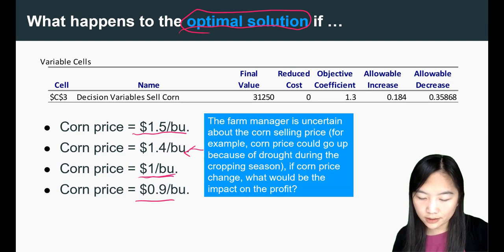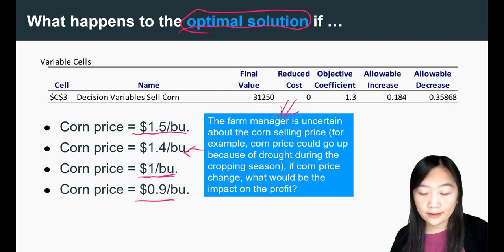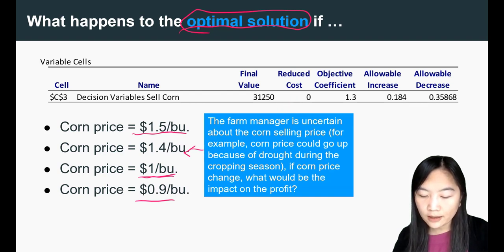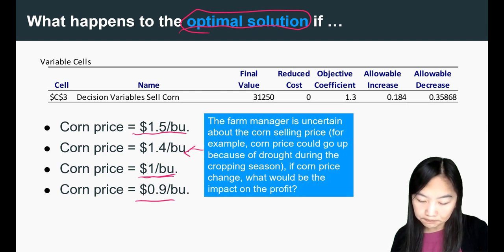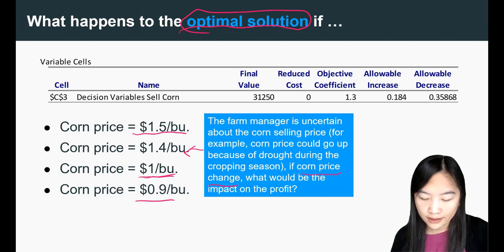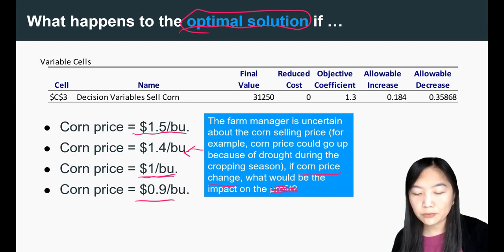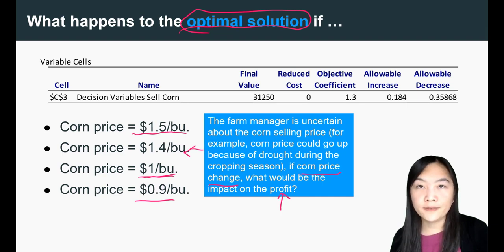So here in this blue box, I provided some description of the problem we have been seeing. If the farm manager or the farmer is uncertain about the selling price of corn, it could go up or down for various reasons. But if the corn price changes, what will be the impact? This is actually not profit. Well, what will be the impact on the optimal solution? And depending on your answer to the optimal solution, then you can also tell what is the impact on the profit.